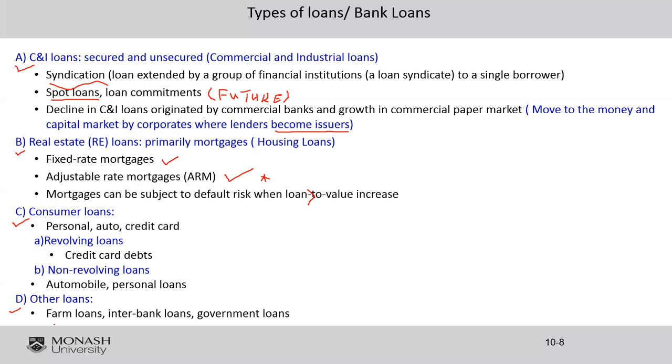And we have, of course, other big loans, like loans to farming. We can lend to other banks in the interbank market. So there are loans among banks, especially for short term. That is the interbank market, and we can also give government loans.